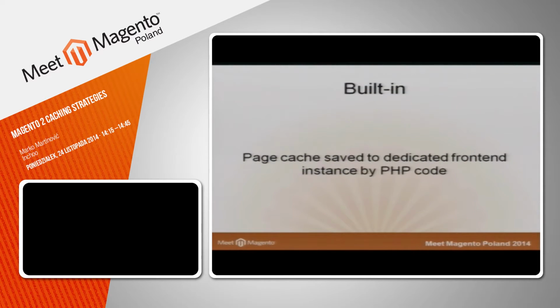A few words about the built-in caching strategy. As I previously mentioned, it's the default in Magento 2, and it works much the same way as Magento Enterprise full page cache does, in the sense that cache is stored by PHP code. Every request reaches Magento, and Magento is the one who decides whether it will serve this request from cache or save cache by PHP after the request has been executed.